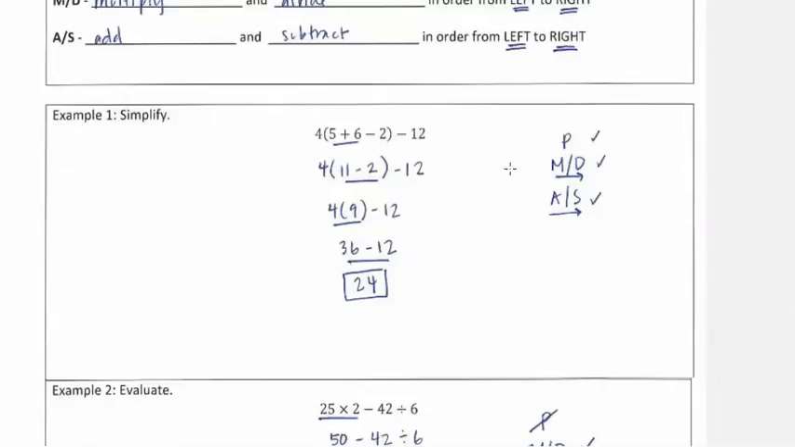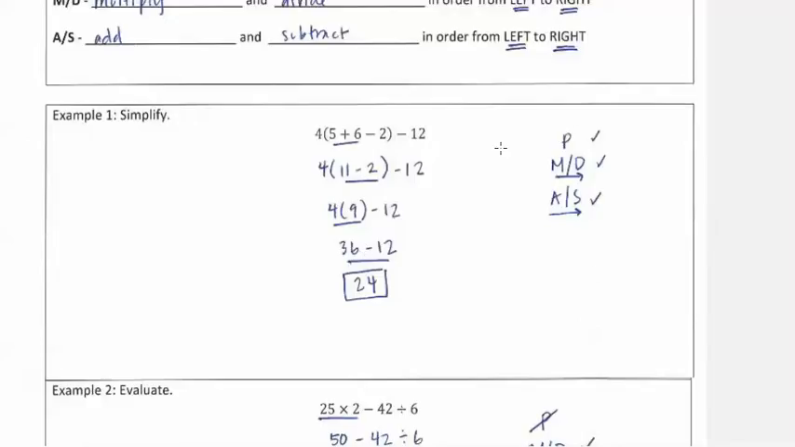All right, so we start in our parentheses. Inside our parentheses, we have 5 plus 6. Then still in our parentheses, we have 11 minus 2. And then here we have 4 outside this parentheses. So this is the first time, perhaps, that kids have seen the parentheses meaning multiply. And so we want to tell them again that these parentheses mean to multiply. We get 36 minus 12 is 24.